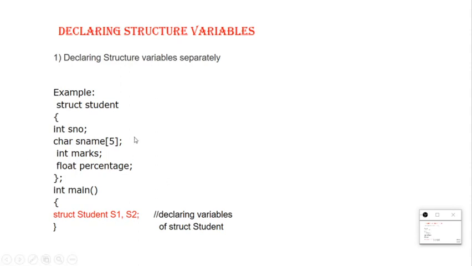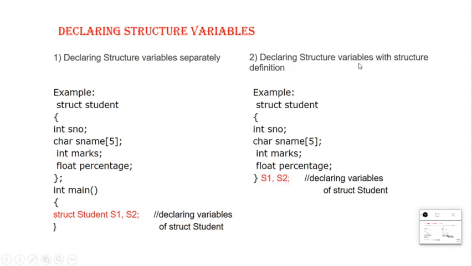We can also declare the structure variables within the structure. So let us see, declaring structure variables with the structure definition. Within the structure definition only, we can declare. Struct student, again the same, int serial number, char student name, int marks, float percentage, and before the semicolon we are writing s1 comma s2, and then we end with the semicolon. This is how we declare structure variables with the structure definition.